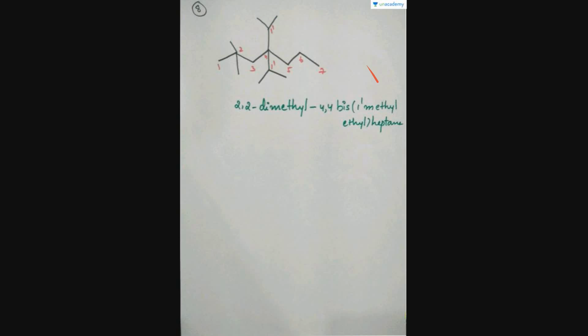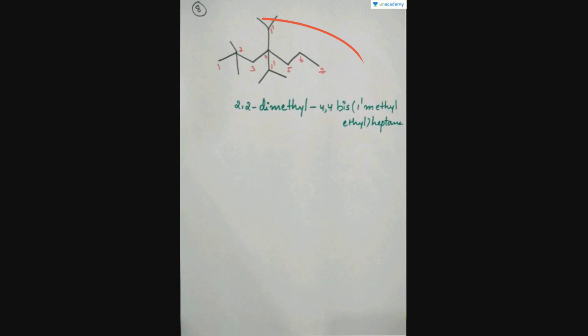Identify the parent chain. Here we have two methyl groups attached to the second carbon, and on the fourth carbon we have identical substituted substituents. When you have identical substituents, you write it as bis. We have 2, so we write it as bis. So this becomes 2,2-dimethyl-4,4-bis. On 1 prime we have a methyl group, so we write it as 1-methylethyl heptane. The parent chain has 7 carbons, so it is heptane.